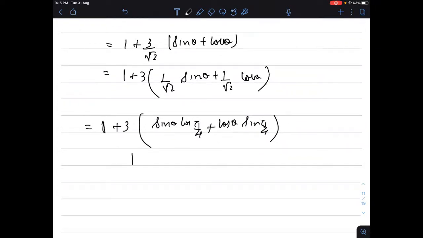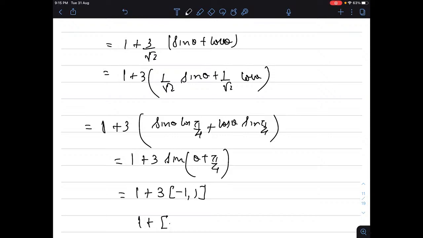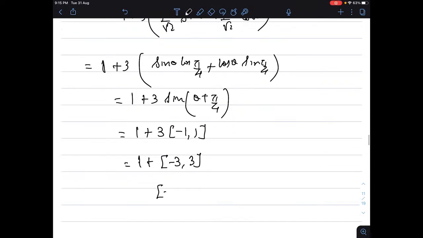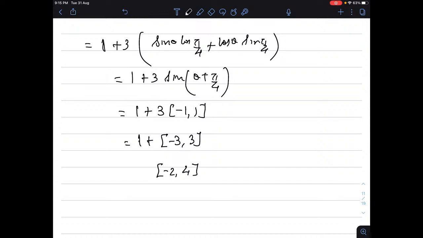So this is 1 plus 3 times sine of theta plus pi by 4, and that is ranging from -1 to +1. So 1 plus 3 times -1 to +1. And that will be becoming 1 plus -3 to +3. That will be becoming -2 to 4. That will be the value of this expression ranging from. So the lambda will be becoming 4 over here and mu will be becoming -2 over here.